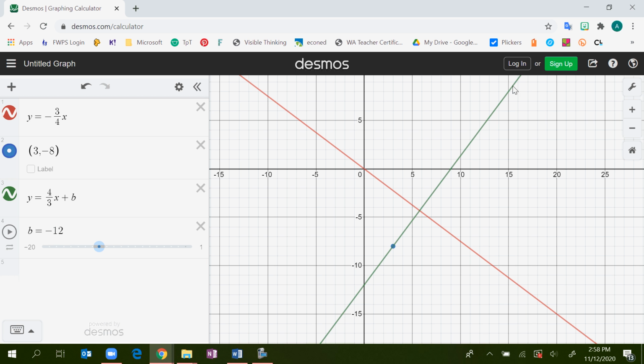So my equation of the perpendicular line to y equals negative 3/4 x that goes through the point 3 comma negative 8 is y equals 4/3 x minus 12, right? So that is your recap for this lesson. Make sure that you do use Desmos if you need it.